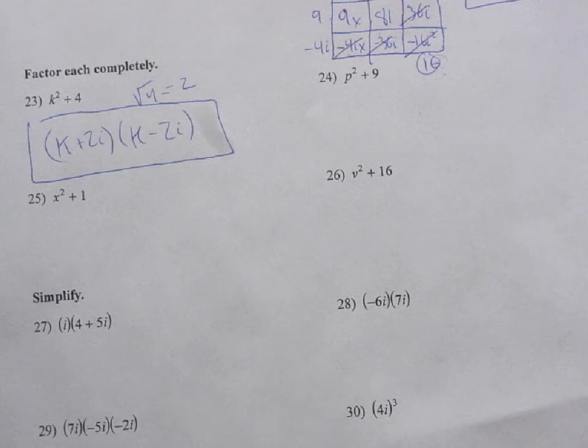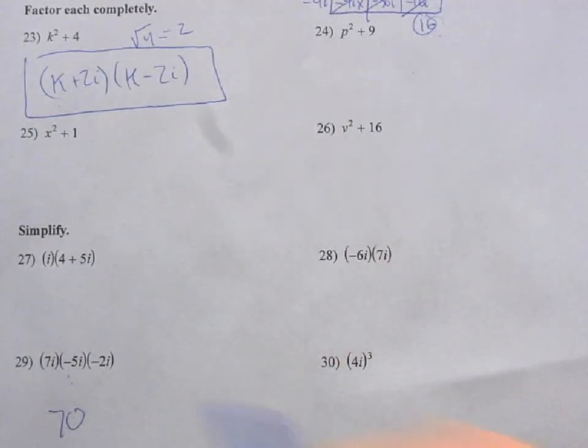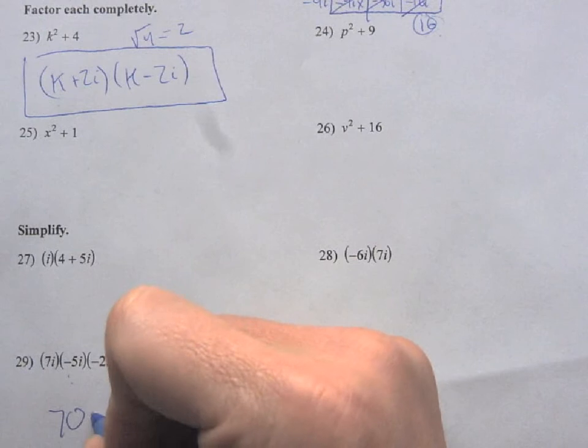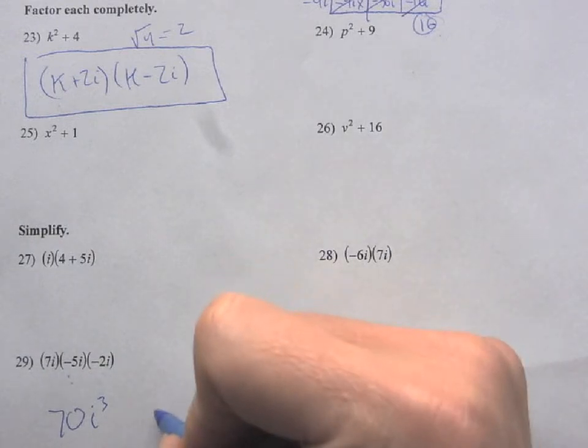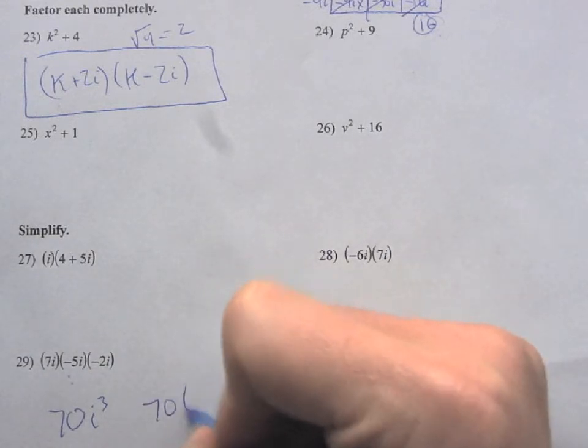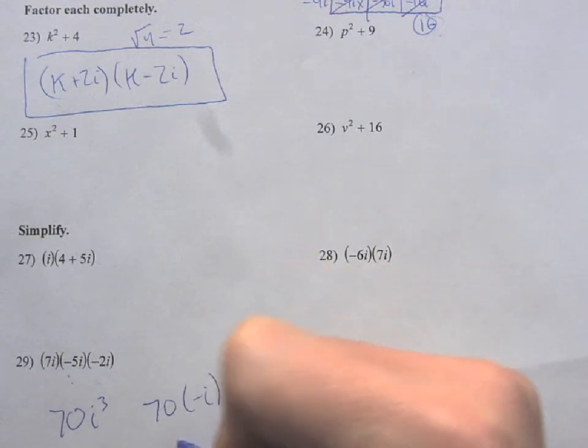So let's look at this one. Okay, so 7 times negative 5 times negative 2, just the number parts. Well, negative 5 times negative 2 is 10, and 10 times 7 is 70. So the number parts give me a 70. Then I have i times i squared, which is i to the third power. So we go back to our table, we look at what i to the third power was, and we know that that's negative i. So this is actually 70 times negative i, or negative 70i.